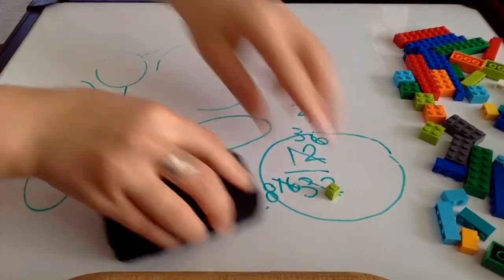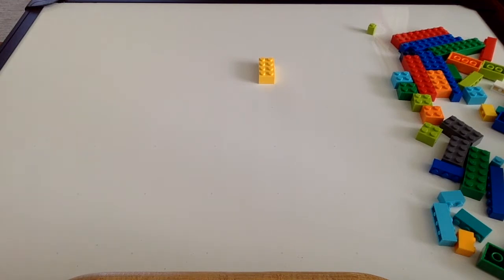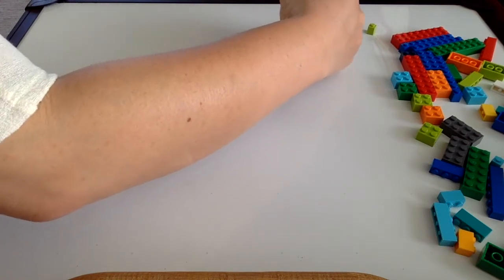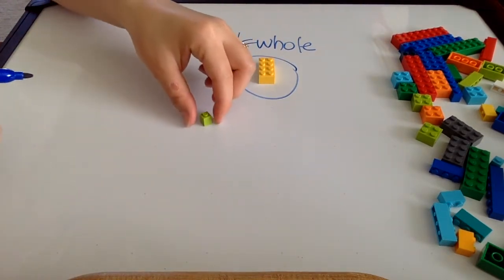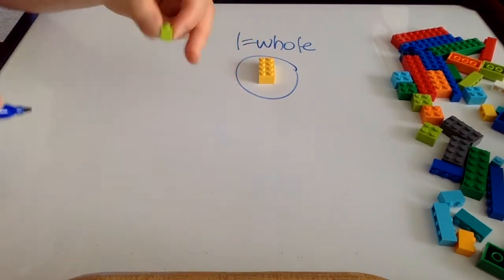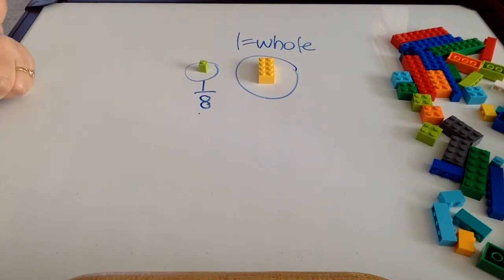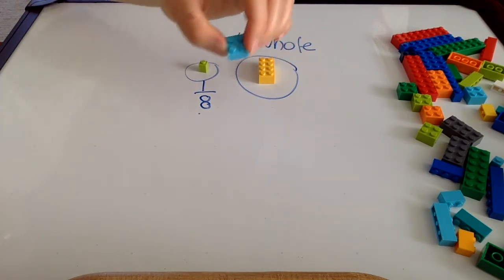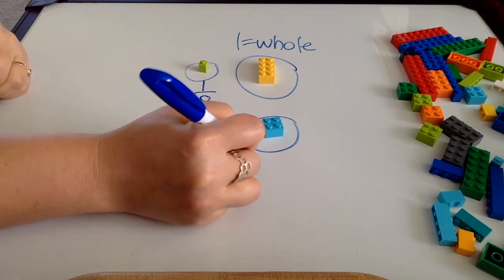So that's done. So now this time I'm going to say this is my whole. Okay. This is my whole. What would that be? Well, I have 8 dots. I have 1 dot. So this must be my 1/8, right? And what if I had that? This I can fit 2 equal parts. If I had 2 of those, so this must be my half, right?